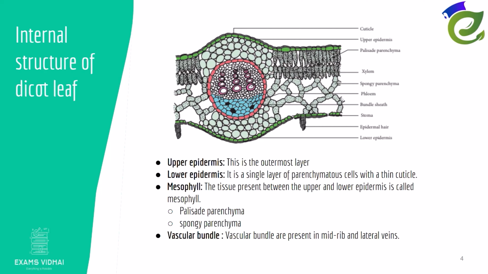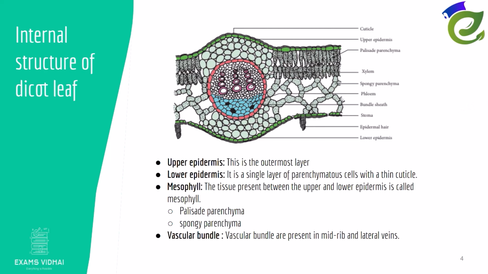The vascular bundles are conjoint and collateral. They are closed. Each vascular bundle is surrounded by a sheath of parenchymatous cells called the bundle sheath. Each vascular bundle consists of a xylem lying towards the upper epidermis and a phloem lying towards the lower epidermis. So this is a brief on the internal structure of a dicot leaf.